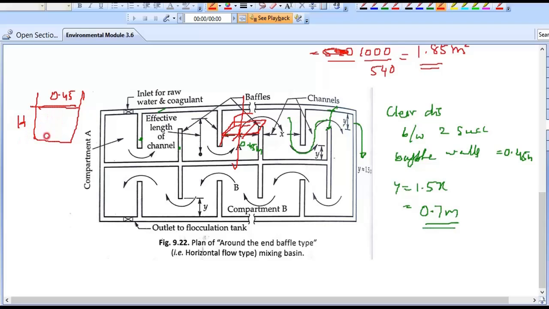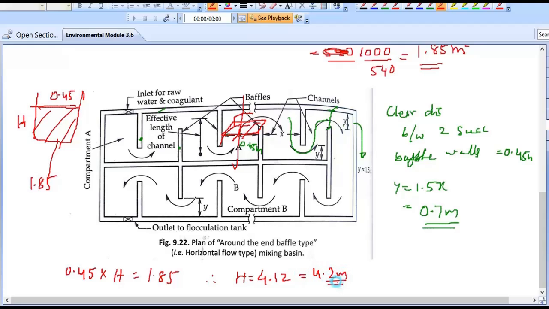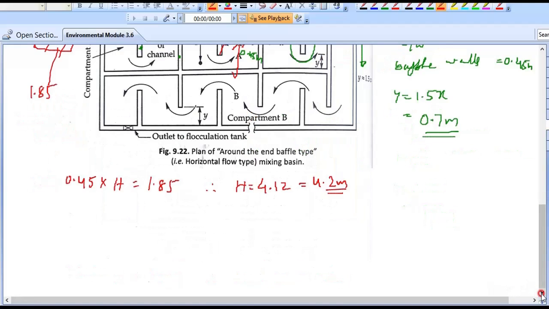Then what is the cross-sectional area? Cross-sectional area we already know, that is 1.85. Therefore 0.45 into h equal to 1.85, therefore h equal to 1.85 divided by 0.45, answer is 4.12. Round it to 4.2 meters. Now you got it, means the height of the baffle walls will be 4.2 meters.